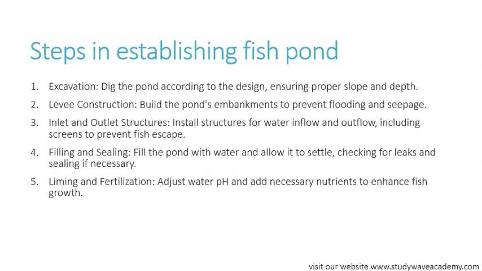Filling and sealing. Fill the pond with water and allow it to settle. Check for leaks and seal if necessary. Add water and make sure it doesn't leak. Liming and fertilization. Adjust water pH and add necessary nutrients to enhance fish growth. Check the water and add stuff to help the growth of the fish. So these are the steps in establishing a fish pond.